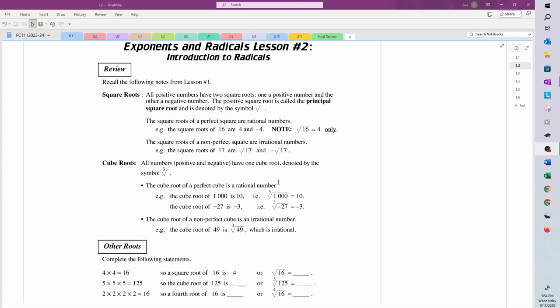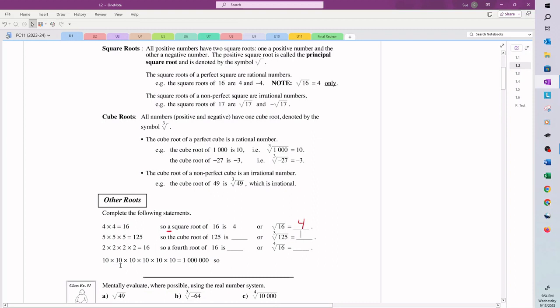Since 4 times 4 equals 16, a square root of 16 is 4. So root 16 is 4. 5 times 5 times 5 equals 125, so the cube root of 125 is 5. Or we can write the cube root of 125 as 5.